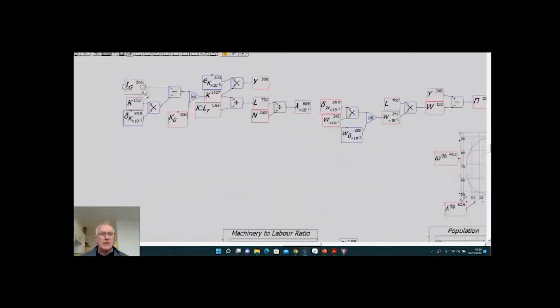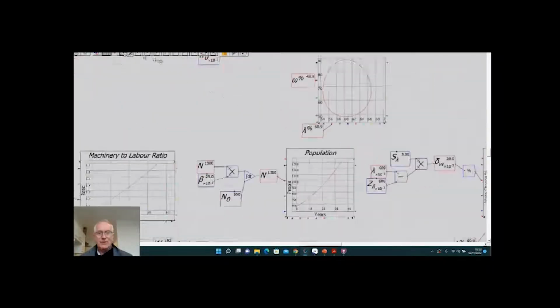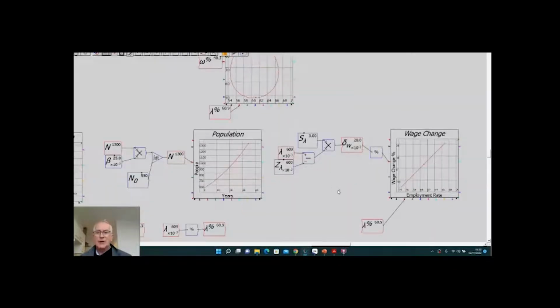So we start over here saying gross investment minus depreciation is the rate of change of capital. So you integrate that, add it to initial capital stock, you get capital. Multiply that by the efficiency with which machinery turns energy into useful work, and you get GDP, divided by the capital labour ratio, and you get how many workers are necessary to operate that many machines, which then gives you a level of employment, which if you divide by population gives you an employment rate, and that then feeds down here into a rate of change of wages function.